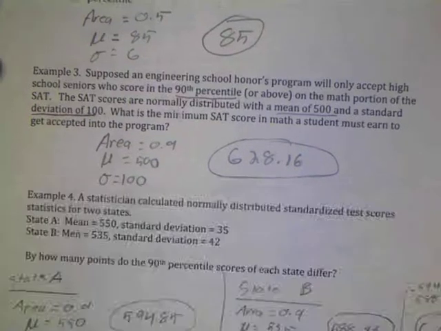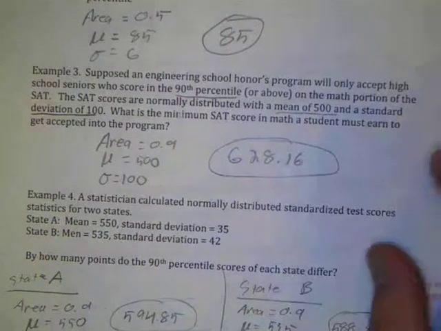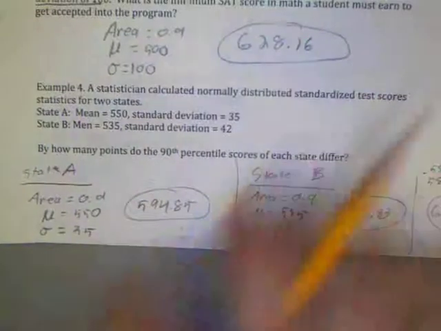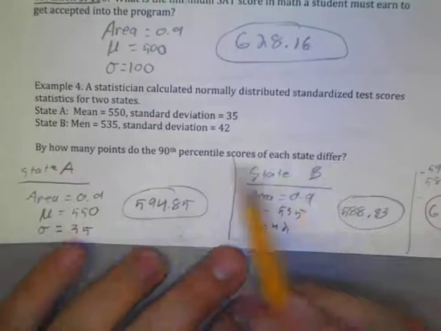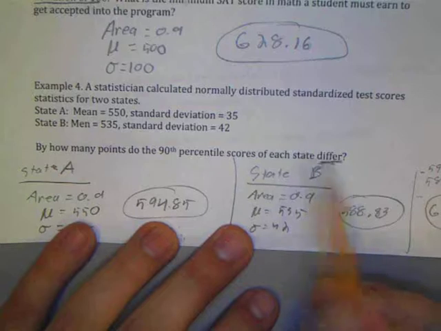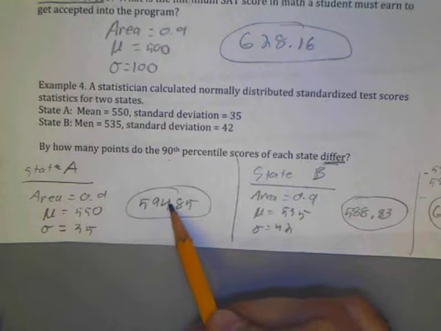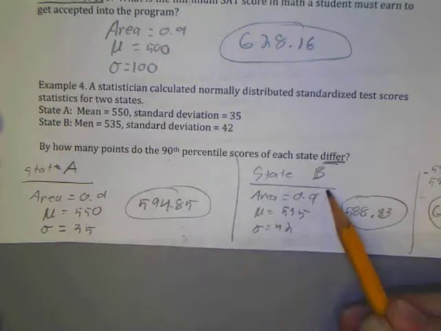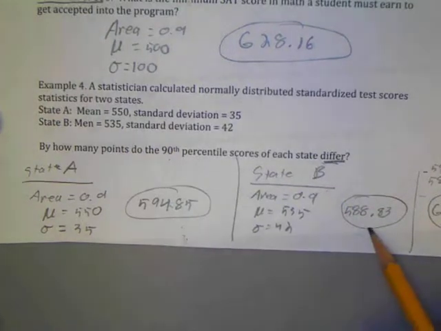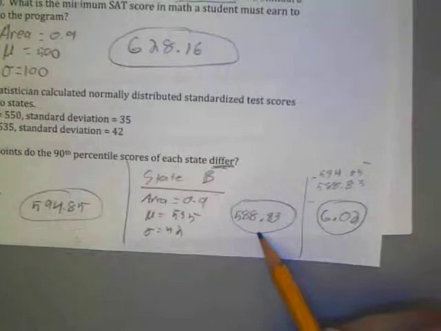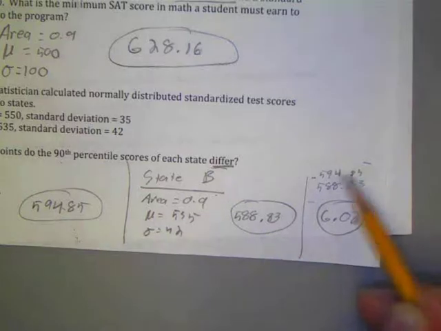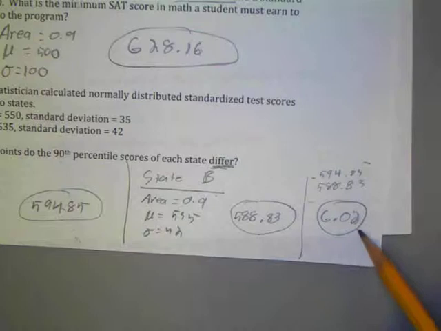I really like the next one here. It gives you two pieces of information, and it asks you to think and put them both together. So it wants to know the difference in the scores of the 90th percentile. In state A, I found the score in the 90th percentile. State B, I found the score in the 90th percentile. But it asks how they differ. So what do I do with these two numbers? You subtract them. 594.85 minus 588.83, and you get 6.02.